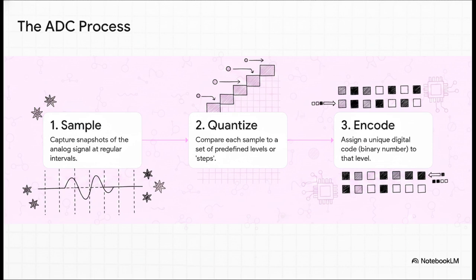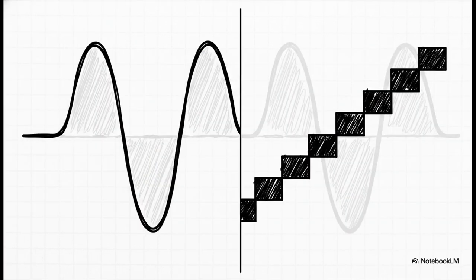And finally, it encodes that step with a unique digital number, usually binary. Sample, quantize, encode. It just does that over and over, billions of times a second. And this just shows you the end result perfectly. You've got the original, smooth analog wave, like the sound of my voice, and then you have the digital version, a series of steps that follows that original shape pretty darn closely. It's not a perfect match, but it's an incredibly good copy.